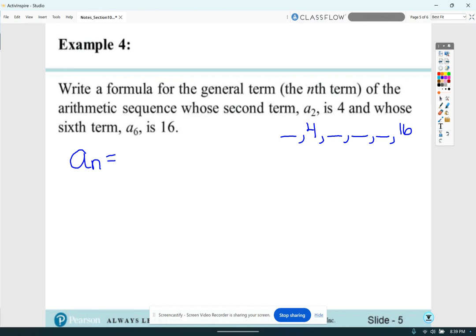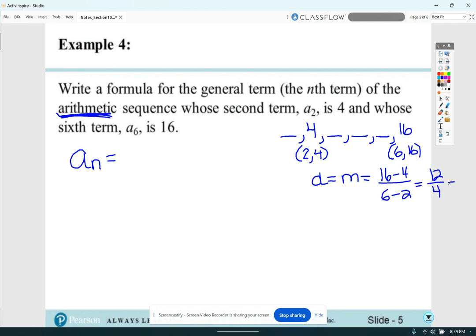One of the things you can remember is that the common difference is the same as a slope. Since it's the second term, this would correspond to the point (2, 4), and since it's the sixth term, this would correspond to the point (6, 16). So the common difference would be the same as finding the slope between those two points. Because it's arithmetic and linear, we get 16 minus 4 divided by 6 minus 2, which is 12 over 4, which is 3. 3 seems to be our common difference number today.